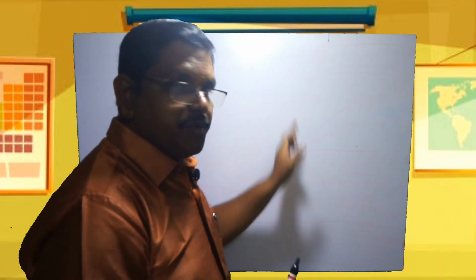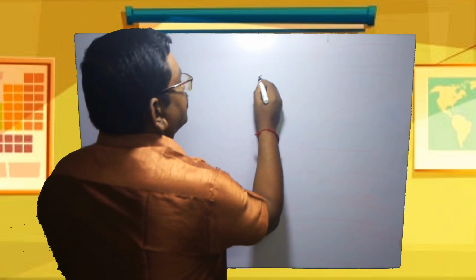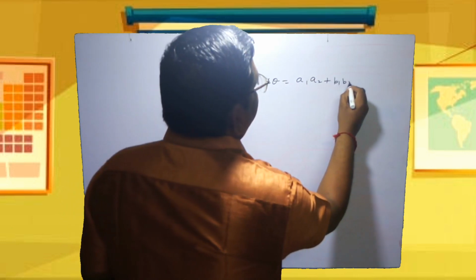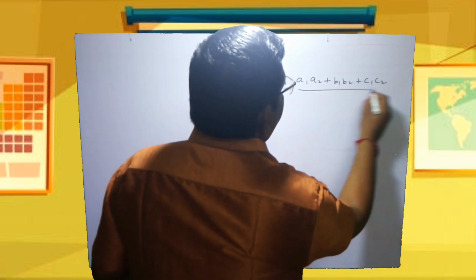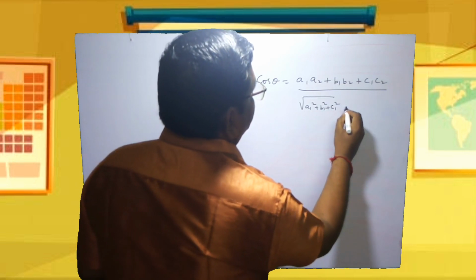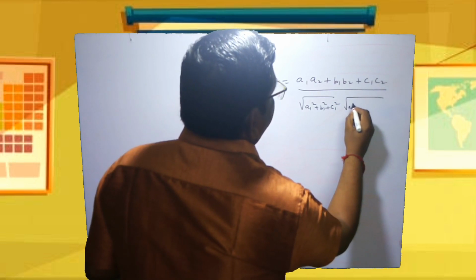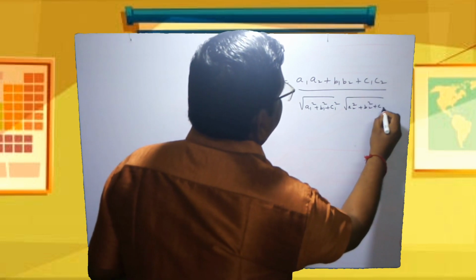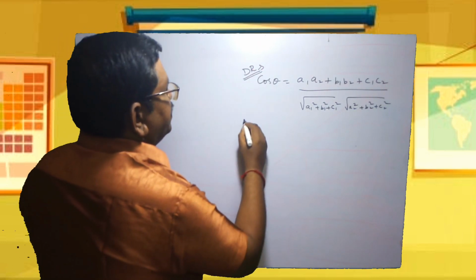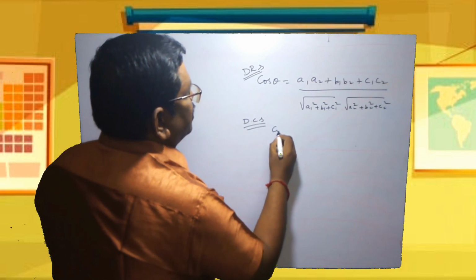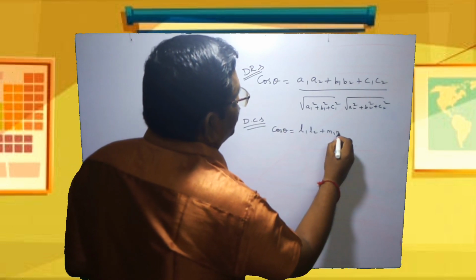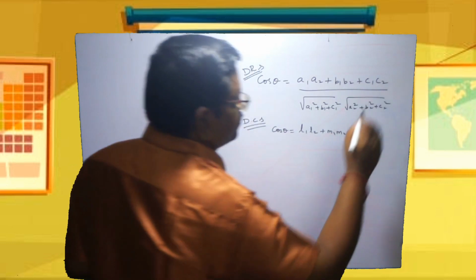I will write all the formulae on the board again to revise. Cos theta is equal to a1 a2 plus b1 b2 plus c1 c2 divided by square root of a1 square plus b1 square plus c1 square into square root of a2 square plus b2 square plus c2 square when direction ratios are given. When direction cosines are given, then we have to use the formula cos theta is equal to l1 l2 plus m1 m2 plus n1 n2.